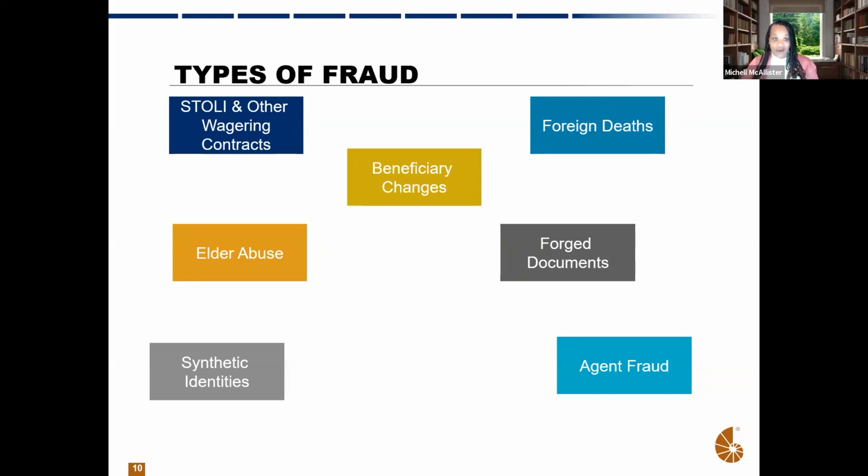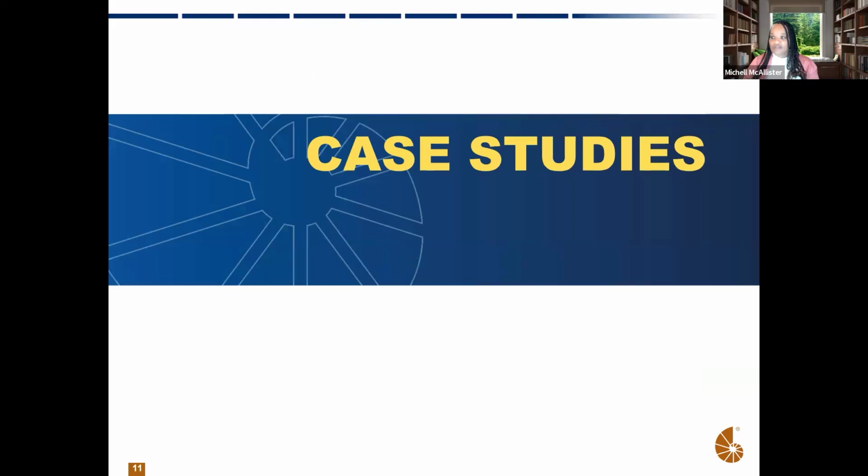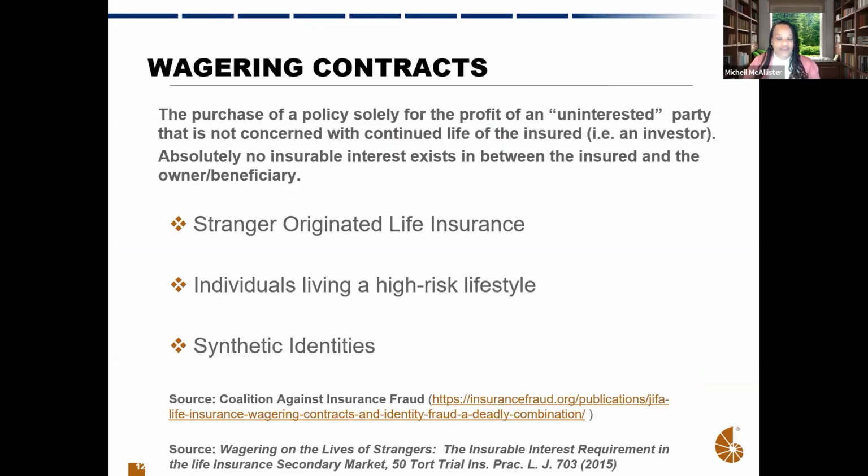That's a new and hot one. I'm not going to get too far into synthetic identities. We'll talk about it a little bit, but that is a new hot topic that hits all these other types of frauds. And then we'll talk a little bit about agent fraud. Okay, we're going to do a first, and we're going to combine these types of frauds with a couple case studies.